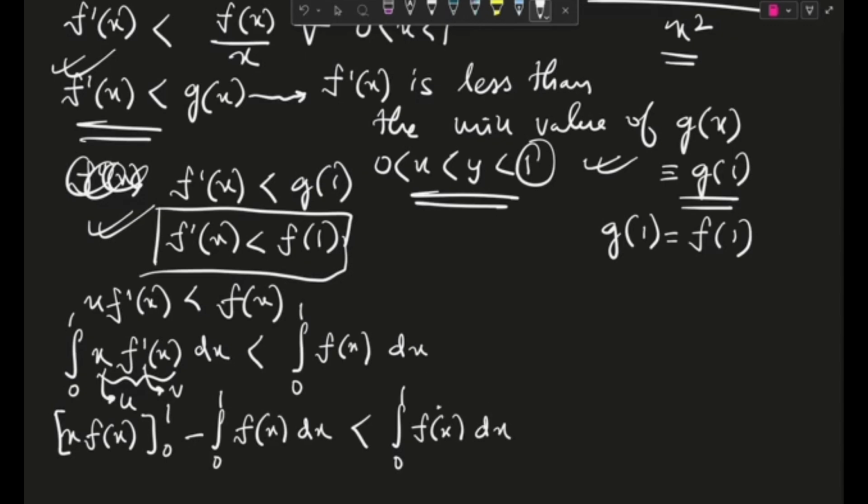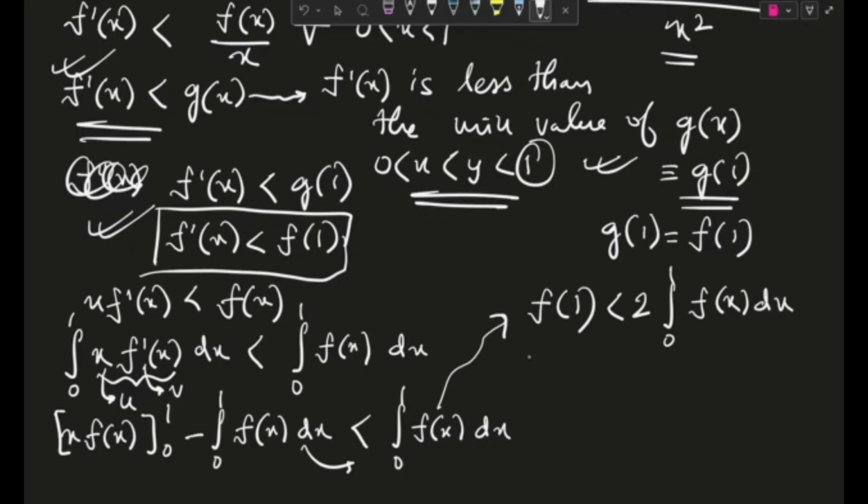So basically from this thing we will finally have our f of 1 on the left hand side, and this goes to the right hand side to become less than 2 times integral 0 to 1 f of x dx, which basically makes our option B also correct.